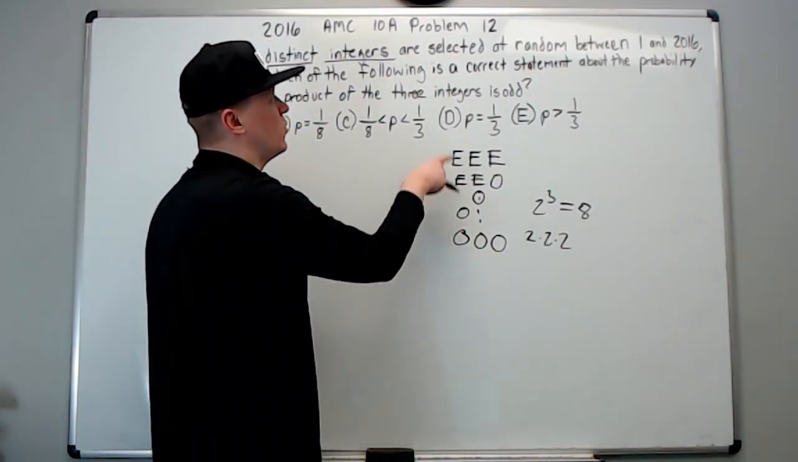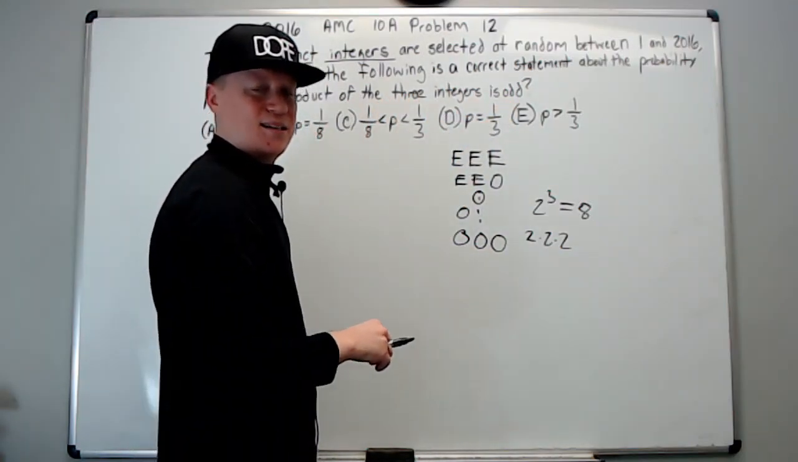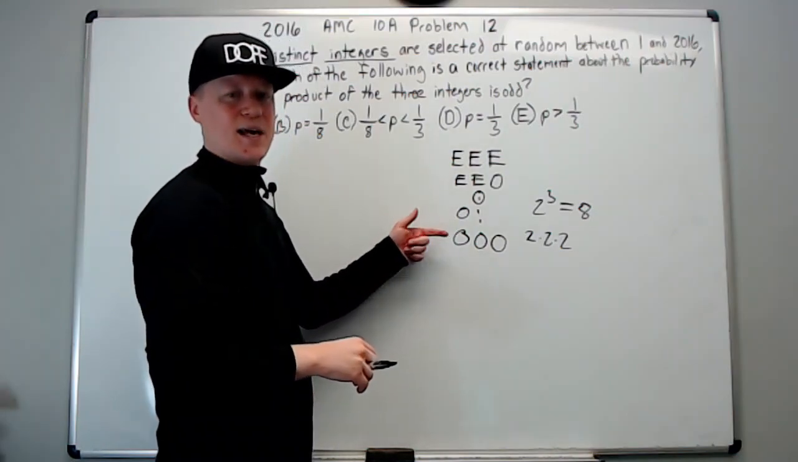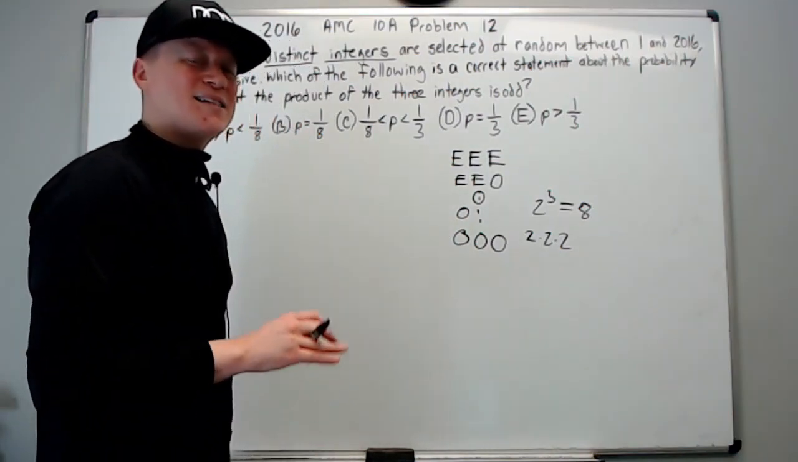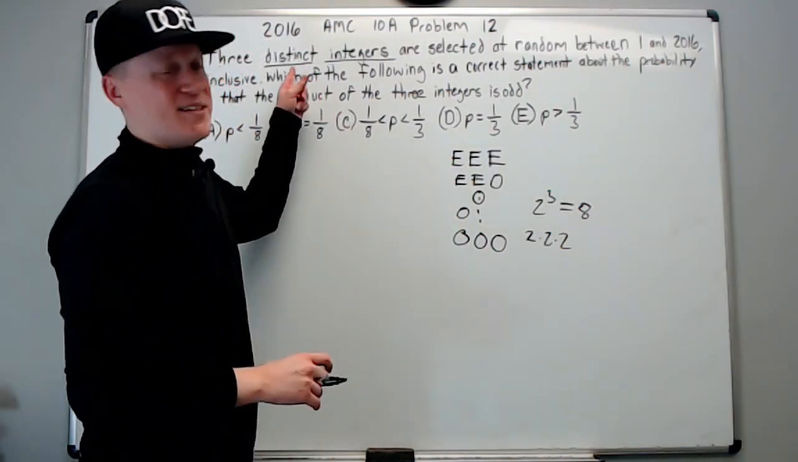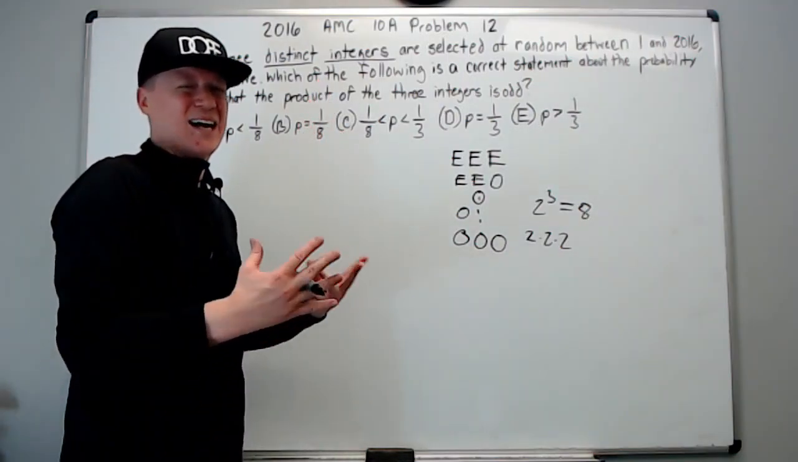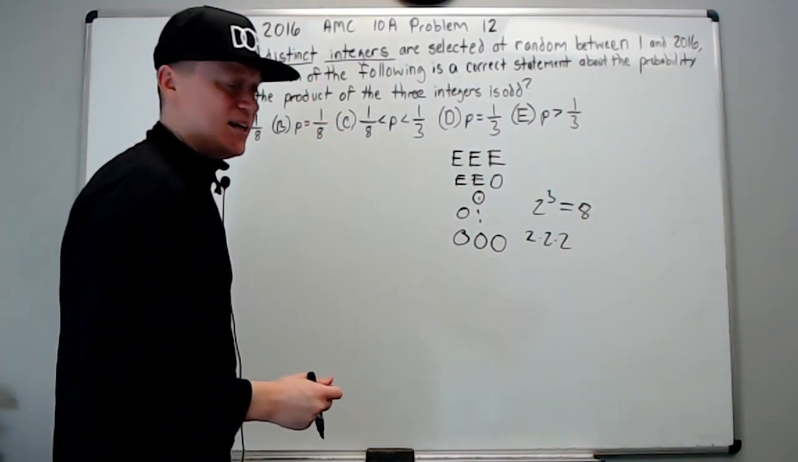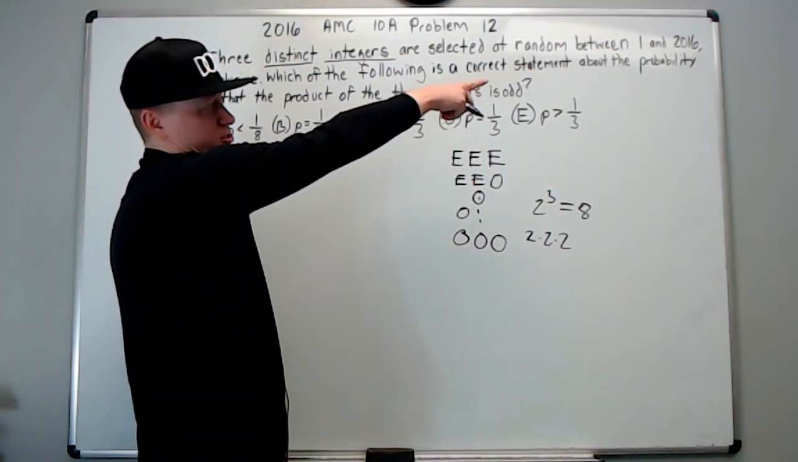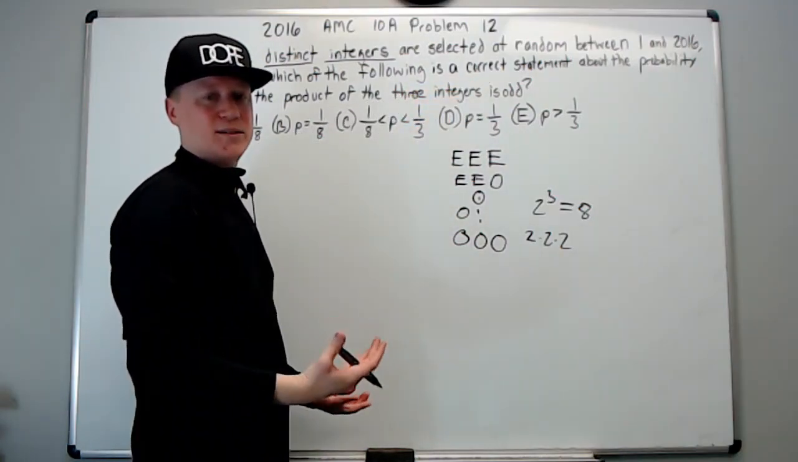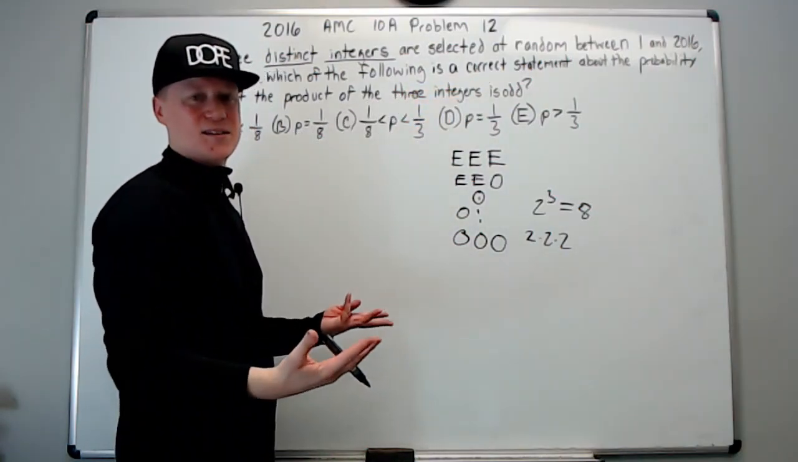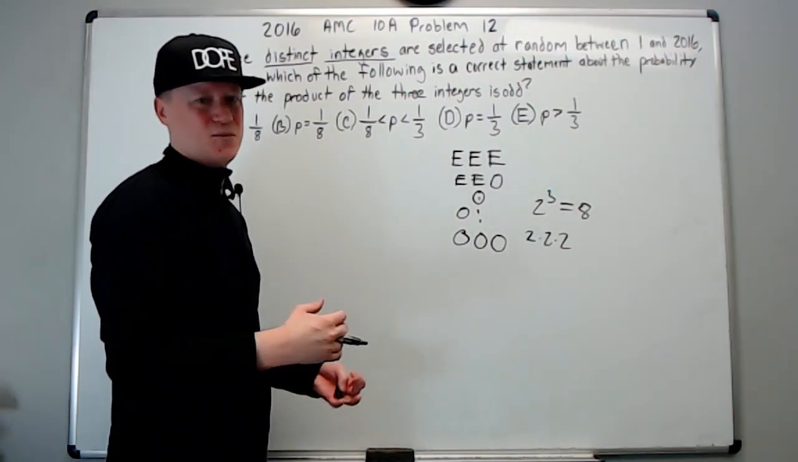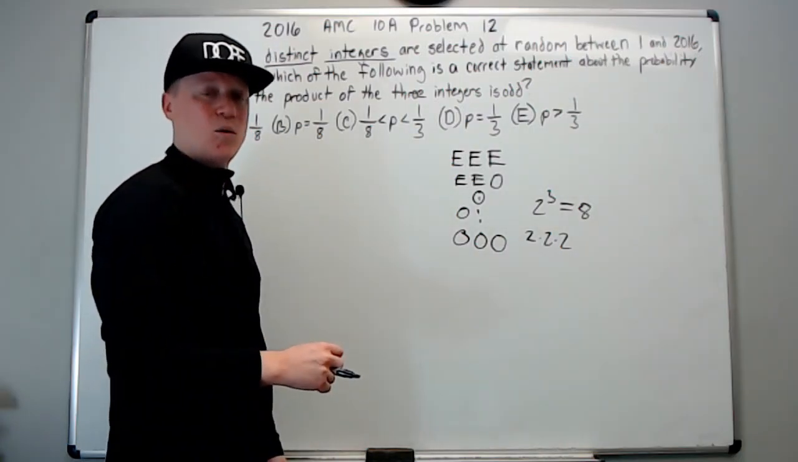This is the only one that's going to give 3 odd integers. So what is the chance of this happening? Well, let's say for a second that they weren't distinct, because it actually makes it easier to think about. If they weren't distinct, you can see there's an equal number of evens and odds: 1,008 evens, 1,008 odds. The number of them doesn't really matter, just the fact that they're equal.